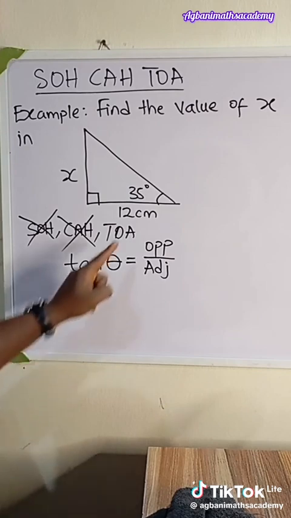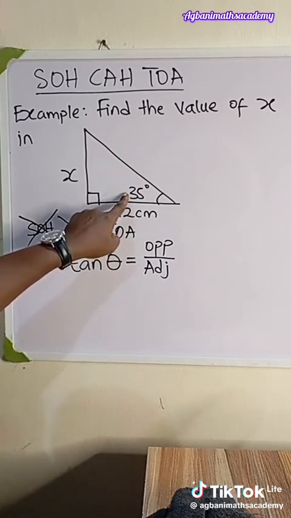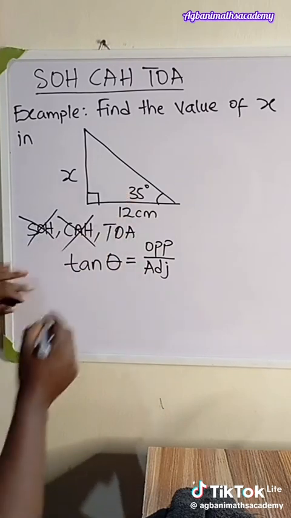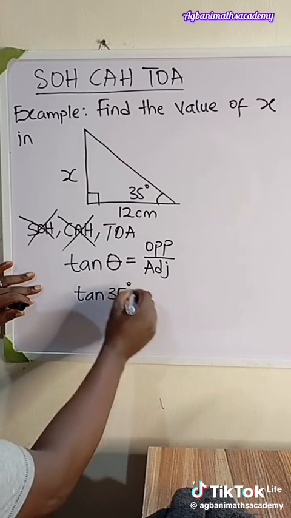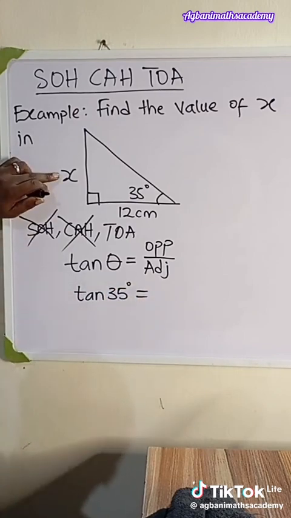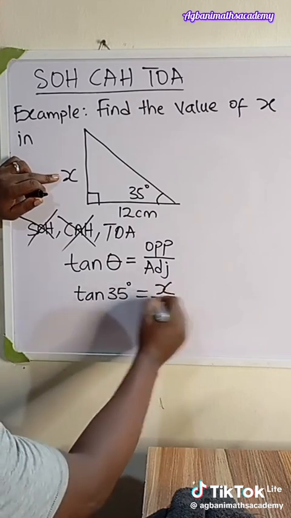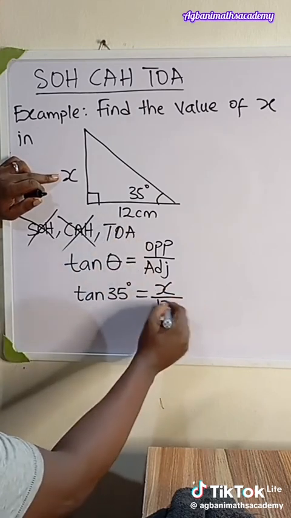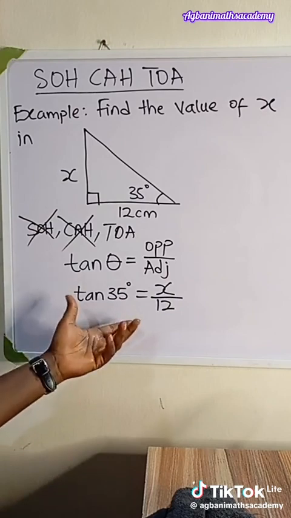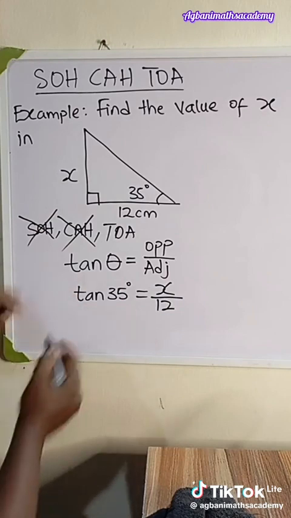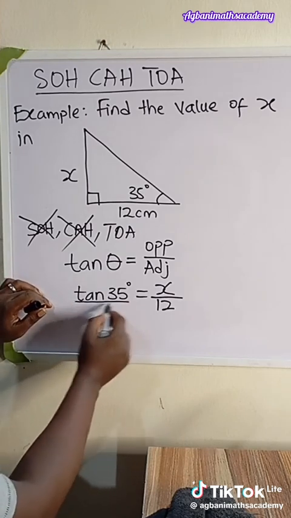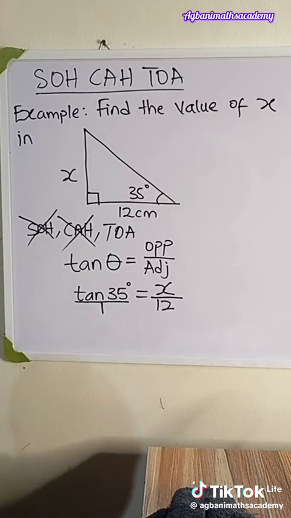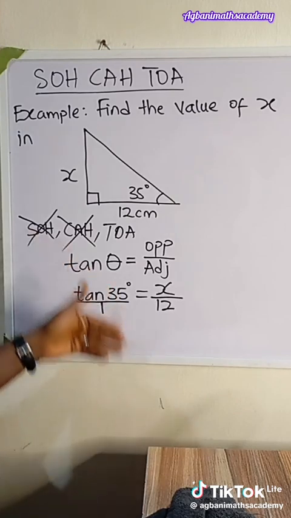Now, what is our theta? Our theta is the angle here, which is 35 degrees. So we can simply say tan 35 degrees is equal to, what is our opposite? Our opposite is x, all over our adjacent, which is 12. Well, how do we go further? We know that tan 35 degrees is the same thing as tan 35 degrees all over 1, because anything divided by 1 is that thing.